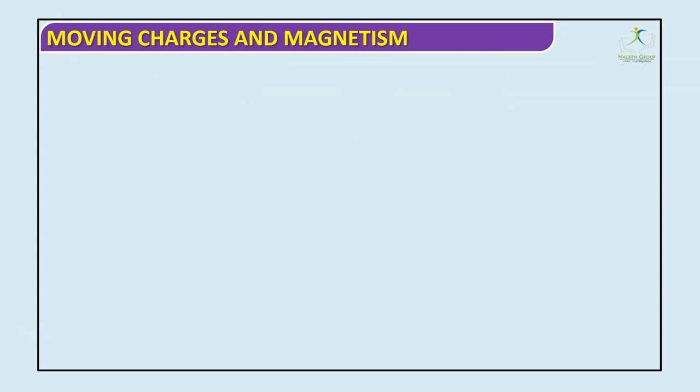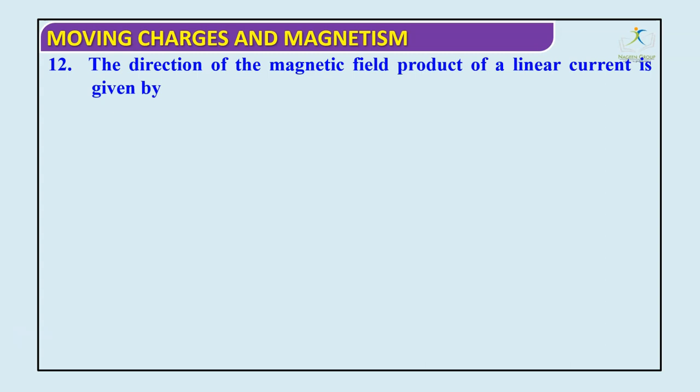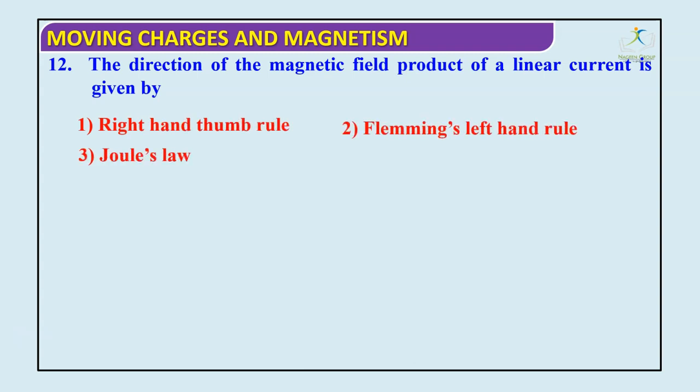Next question we have: the direction of magnetic field produced by a linear current is given by. Again, I am repeating the question. The direction of a magnetic field produced by a linear current is given by right hand thumb rule, Fleming's left hand rule, Joule's law, Ampere's law. So direction of magnetic field actually we are taking from the Fleming's left hand rule.